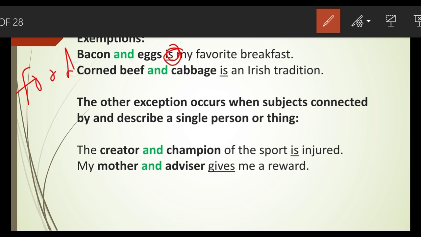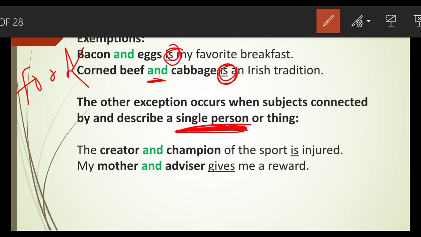Corned beef and cabbage is an Irish tradition. Another example of subjects joined by and, pero is ang ginamit, singular yung ginamit kasi nga food yan. Food. Next, the other exception occurs when subjects connected by and describe a single person. Single person. So, tingnan mo muna, i-analyze mo muna kung isa lang yung tinutukoy.